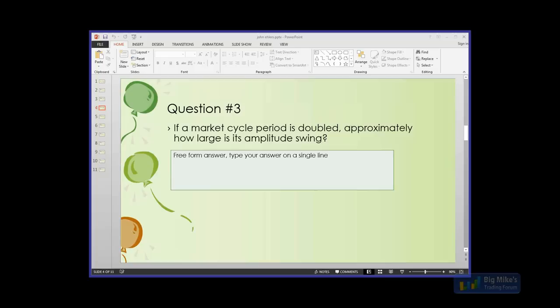And question four. The market is fractal. What does Ehlers call this effect? Okay, we have the answer. Good job, Lawrence. Lawrence needs your BMT username, and the answer is spectral dilation. Okay, let me write that down.